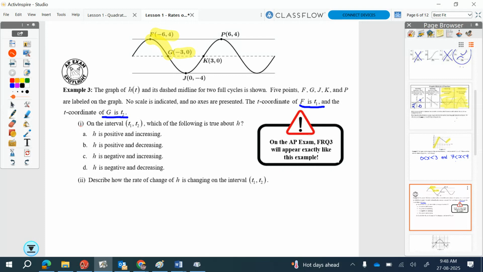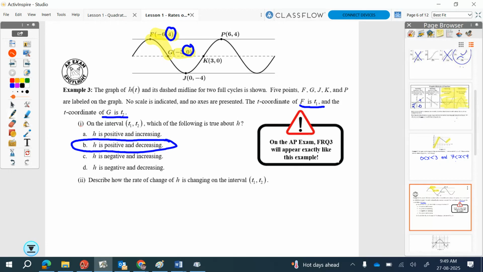Well, we can see this function here. If we look at the y values at these points, we can see that the function is always positive between these 2 points. So we know it's going to be one of A or B. It's going to be positive. Is the function increasing or decreasing on this interval? Well, it's going down. It starts off at 4 and it ends at 0, so it's decreasing. This has to be the correct answer.